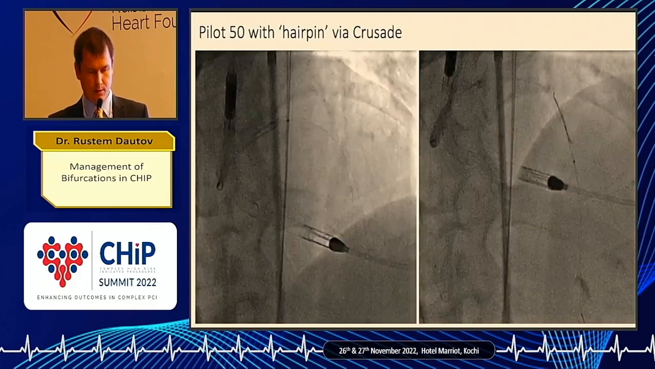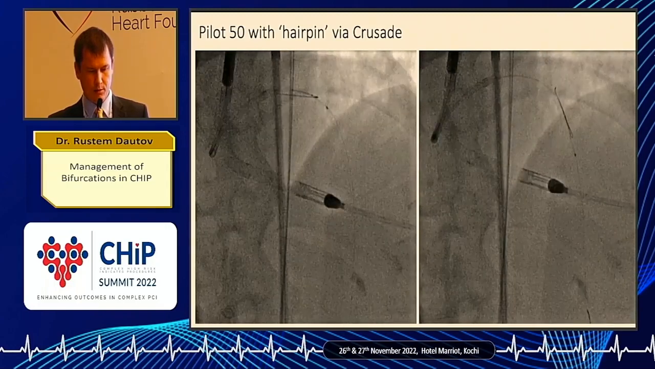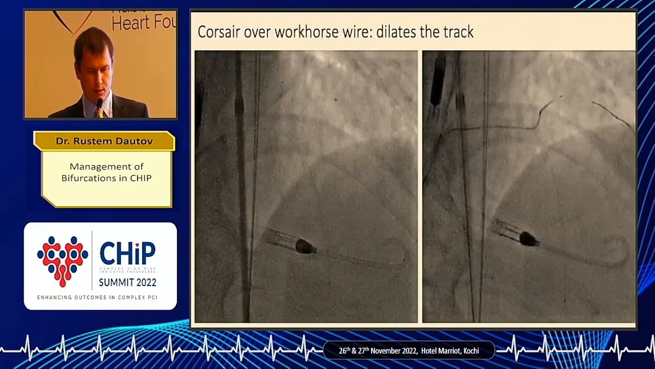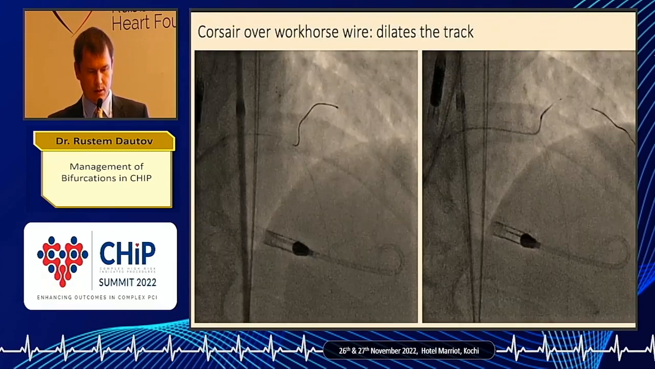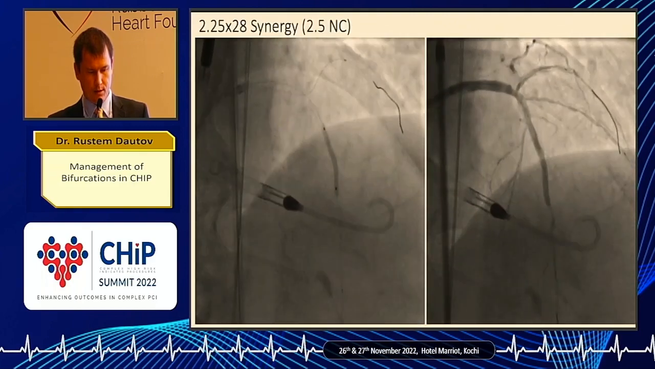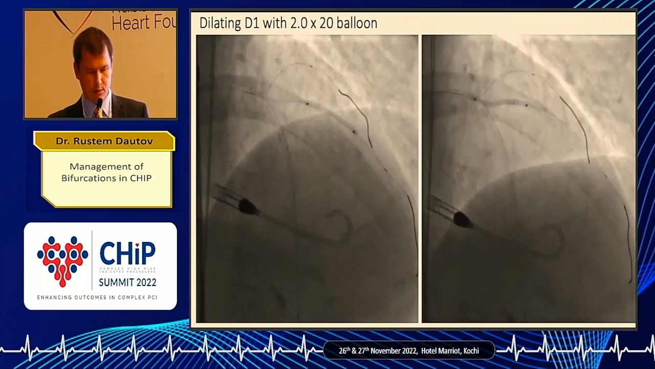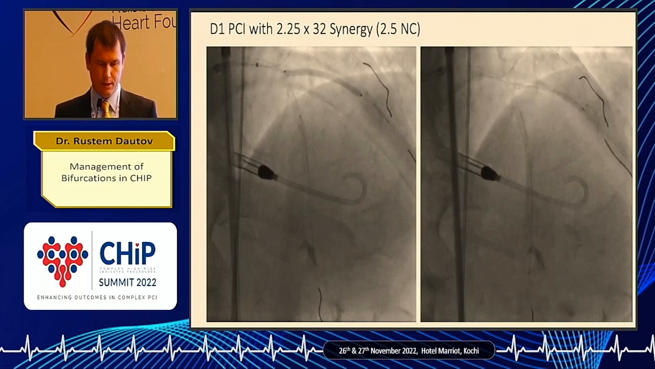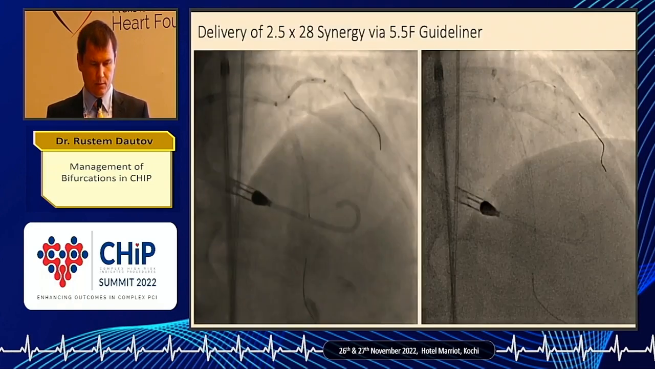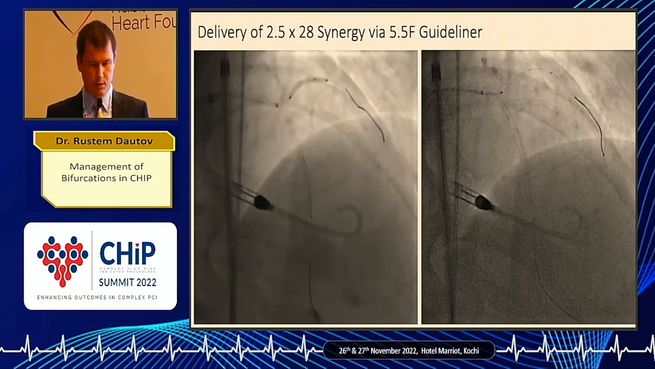And then I did a hairpin technique, reverse wire technique, through the dual lumen catheter to get access to the side branch, and then dilated it with Corsair and did ballooning. And then stented this mid-distal LAD, then the diagonal was ballooned in preparation for another stent in T-stent fashion. Then further treatment of the LAD and treatment of the circumflex.